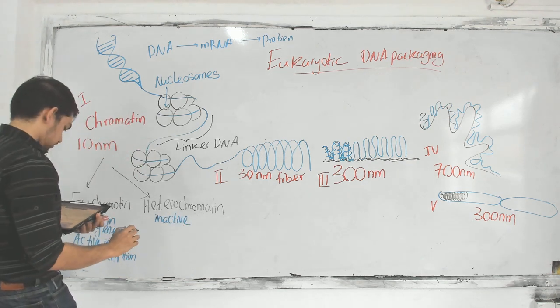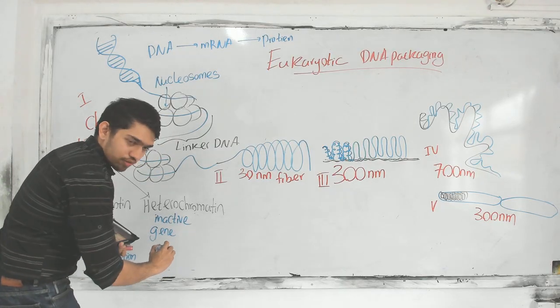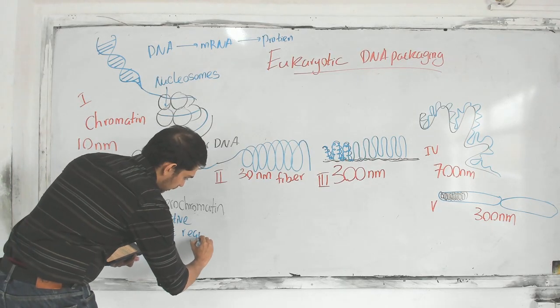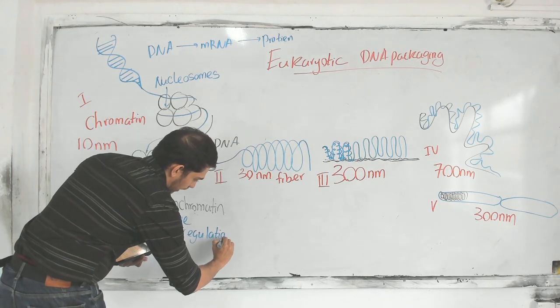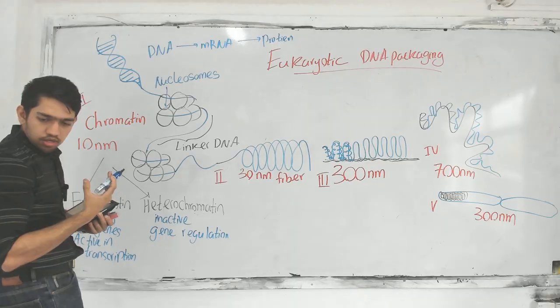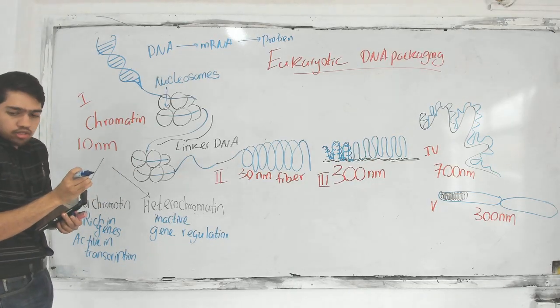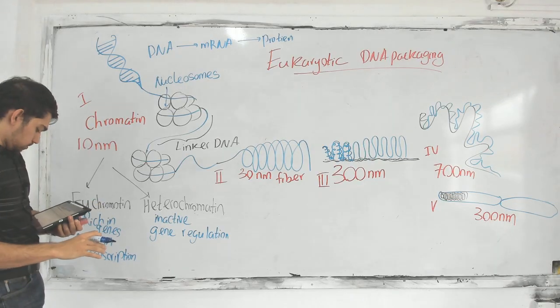Heterochromatin is usually inactive. They may be involved in gene regulation. They don't actively make proteins, but they are regulating everything that is happening. They are just sitting silently and controlling, right?